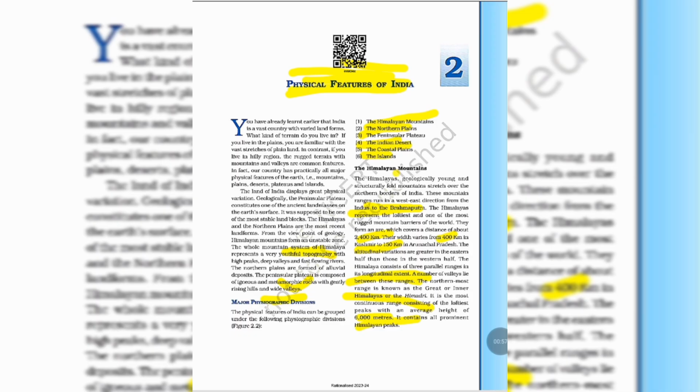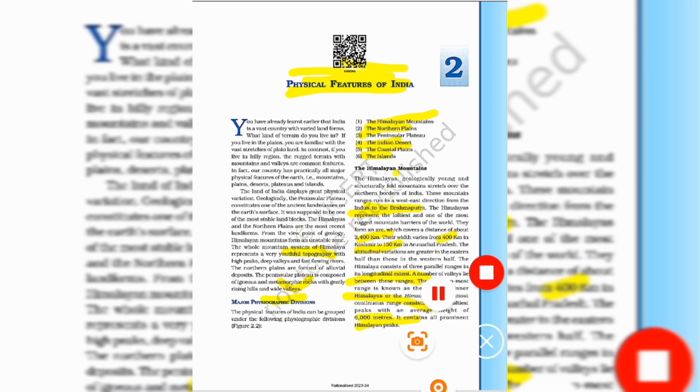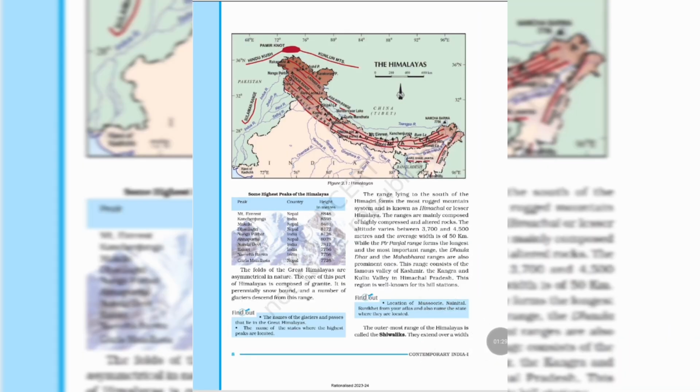The Himalayas are about 2,400 kilometers long from west to east, and 150 km to 400 km wide. In Arunachal Pradesh, it is 150 km. They are divided into many ranges, mainly three. First is the Himalaya or Himadri, second is the Himachal, and third is the Shivalik, which is the outermost range of the Himalaya.